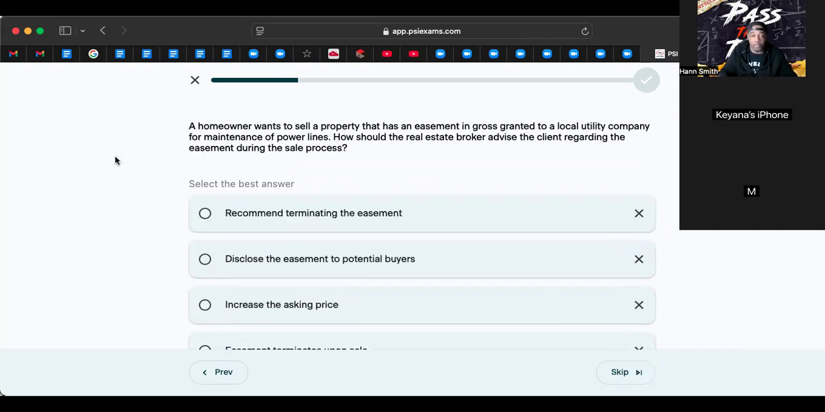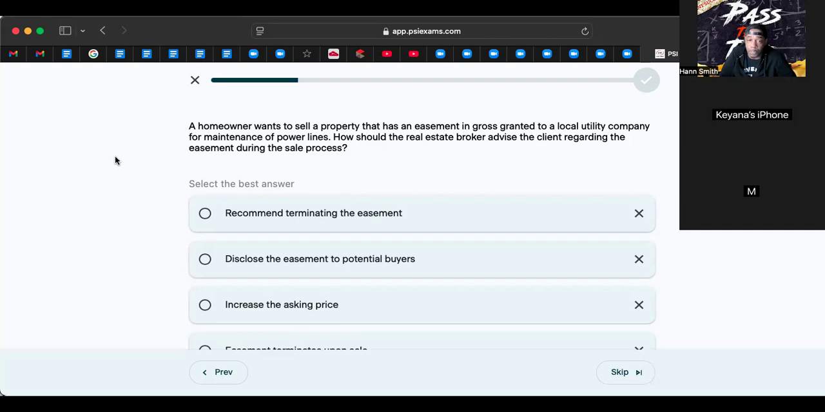All right, the next question. This is about easements, it looks like. A homeowner wants to sell a property that has an easement in gross granted by a local utility company for maintenance of power lines. Now remember, an easement in gross is associated with utility companies. So when you hear easement in gross, think of utility companies.